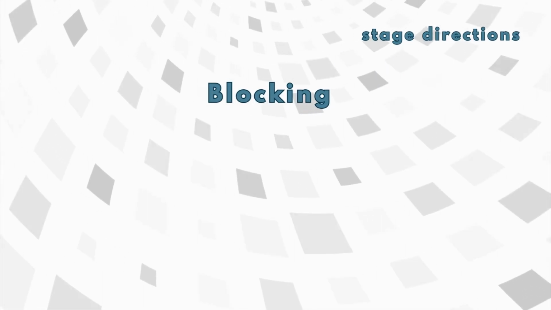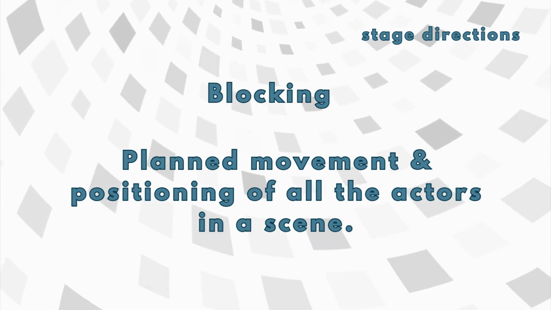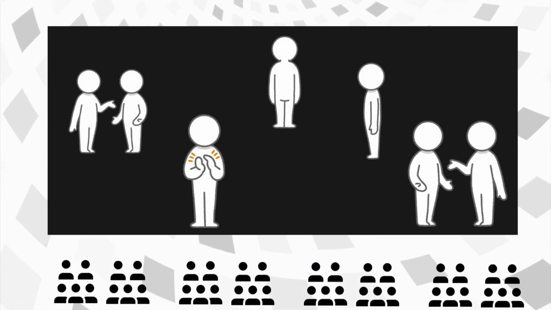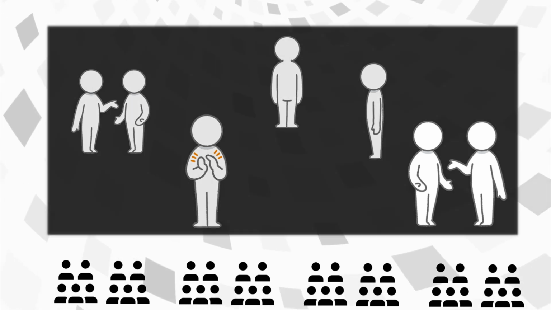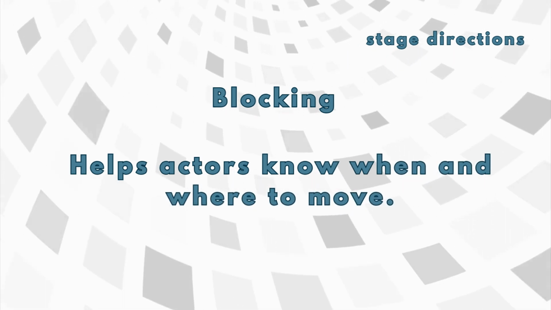Now let's talk about blocking. Blocking is the planned movement and positioning of all the actors in a scene. You have to make sure every actor is visible to the audience and that the stage looks balanced. Blocking helps actors know when and where to move.